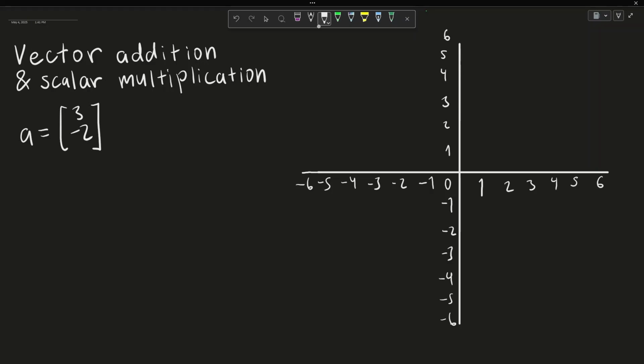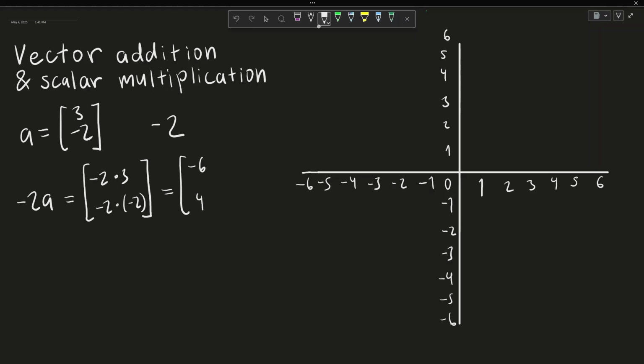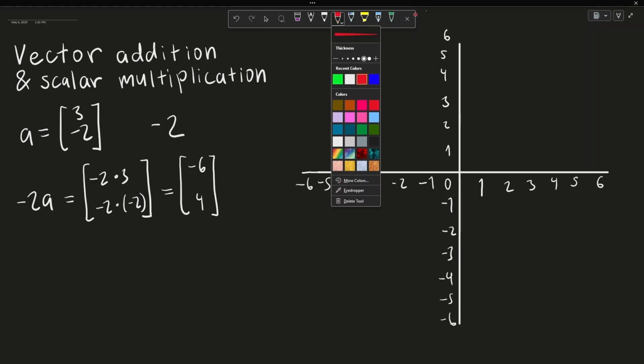If we take the same vector A, so A equals 3, -2, and we now multiplied it by a negative scalar. Let's say we multiplied it by -2. What we'd find is that -2 times A equals -2 times 3, -2 times -2. An interesting thing happens when you multiply a scalar by a negative value. So we find that the entries are equal to -6, 4. And so if we redraw the original vector A, we'll find that we have 3 in the x, -2 in the y.